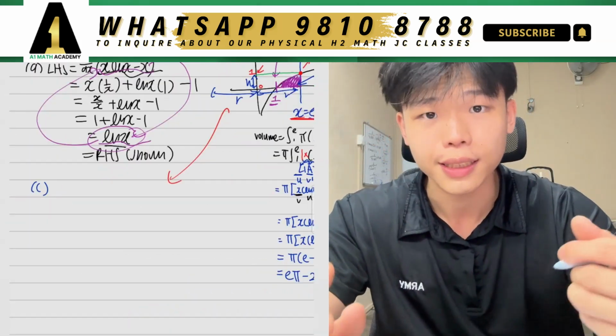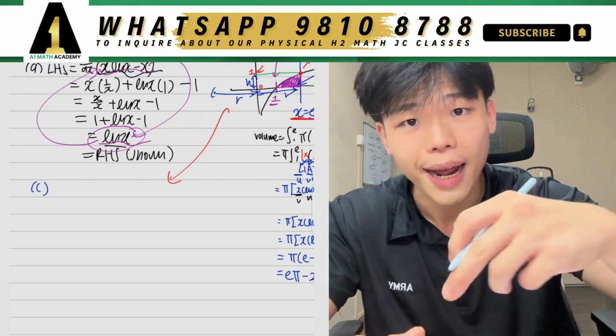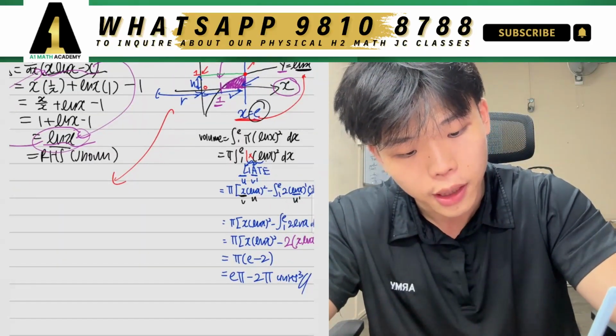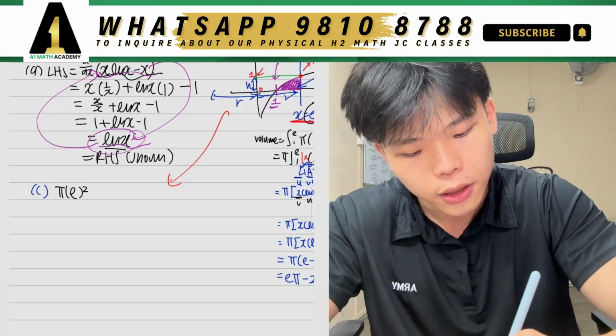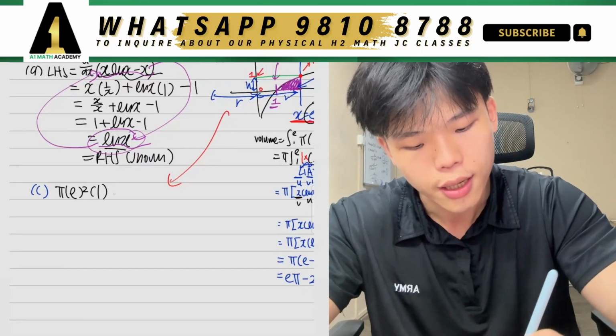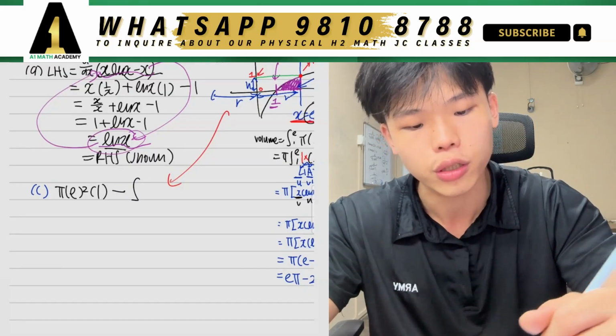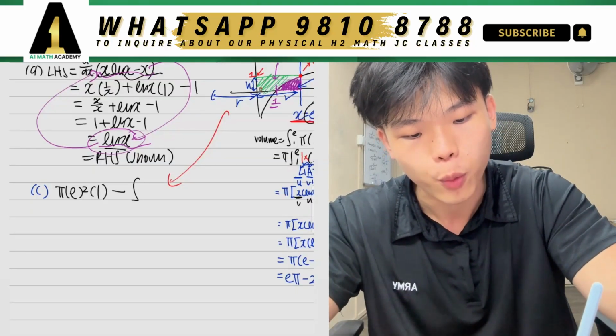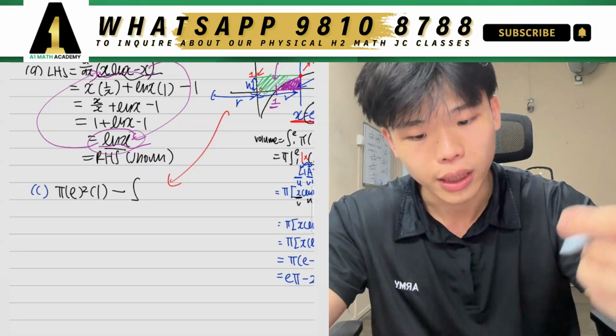So to find the volume of this is actually very straightforward. We just need to find our pi r square h. So my r is up until e, so it's just pi e square, and then my height is 1, right, h. Then I minus away the integral of the green color portion over here when the volume is rotated about the y-axis.